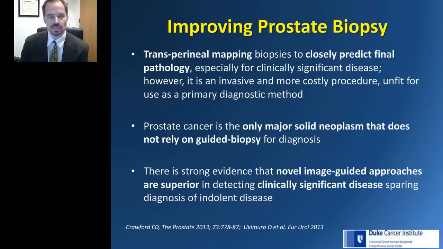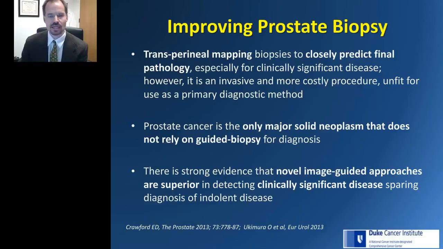So the first thing is that we need to improve the prostate biopsy. As was mentioned by our former speaker, we do have a technique called the transperineal three-dimensional mapping strategy, in which it's done in the operating room. It's done through a grid, and typically 50 to 80 biopsies are taken. It's the biopsy that most closely matches and predicts final pathology, but it is morbid.